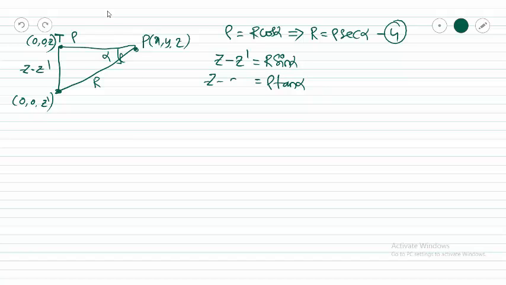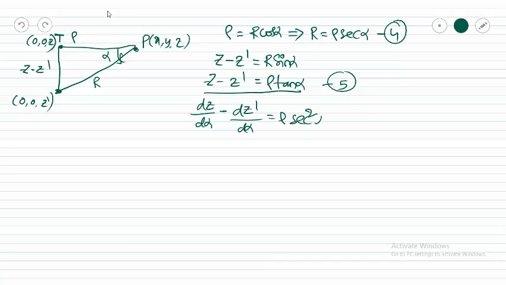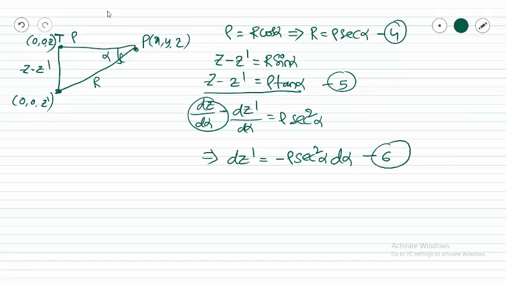So z minus z dash is rho tan alpha, let it be equation number 5. And from this, if I differentiate this equation with respect to alpha, what I will get is dz by d alpha minus dz dash by d alpha equals rho tan alpha differentiated, which is rho secant square alpha. Because the parameter here is z dash, we are interested in dz dash, so dz by d alpha becomes 0. This implies dz dash is equal to minus rho secant square alpha d alpha, let it be equation number 6.